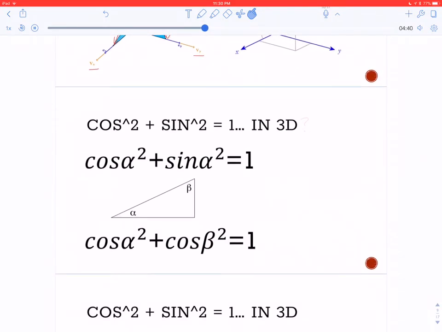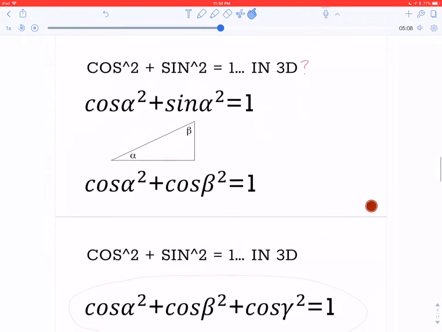So you know that cosine squared plus sine squared equals 1 in 2D. So we're asking in 3D, do we have a similar thing? Here's a triangle, and we know that cosine of alpha squared plus sine of alpha squared equals 1. But the sine of alpha is also the cosine of beta. So we have cosine alpha squared plus cosine beta squared equals 1.